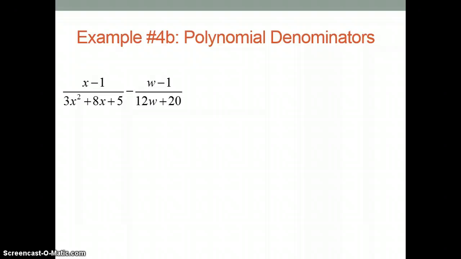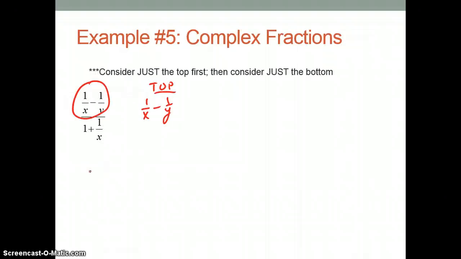4b and 4c will be done as supplementary videos, so look for those in a different section if you need an additional example. So we're going to move to example 5, complex fractions. Complex fractions just means it's a fraction over another fraction or a fraction divided by a fraction. So what we want to do is we want to consider just the top first and then just the bottom and get these down to just a common fraction on top, so one fraction and then one fraction on the bottom. So just working with the top, our LCM of the top will be x times y.